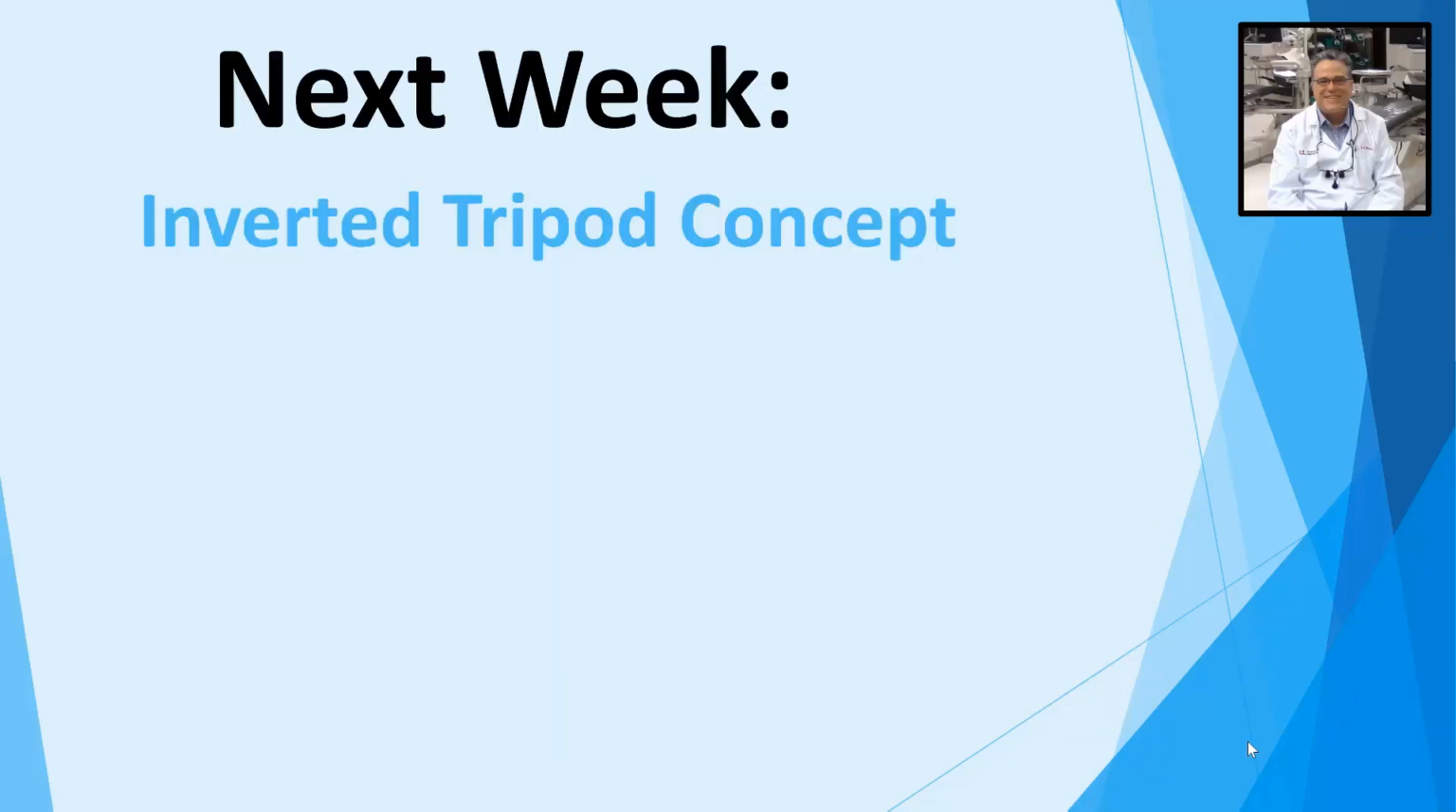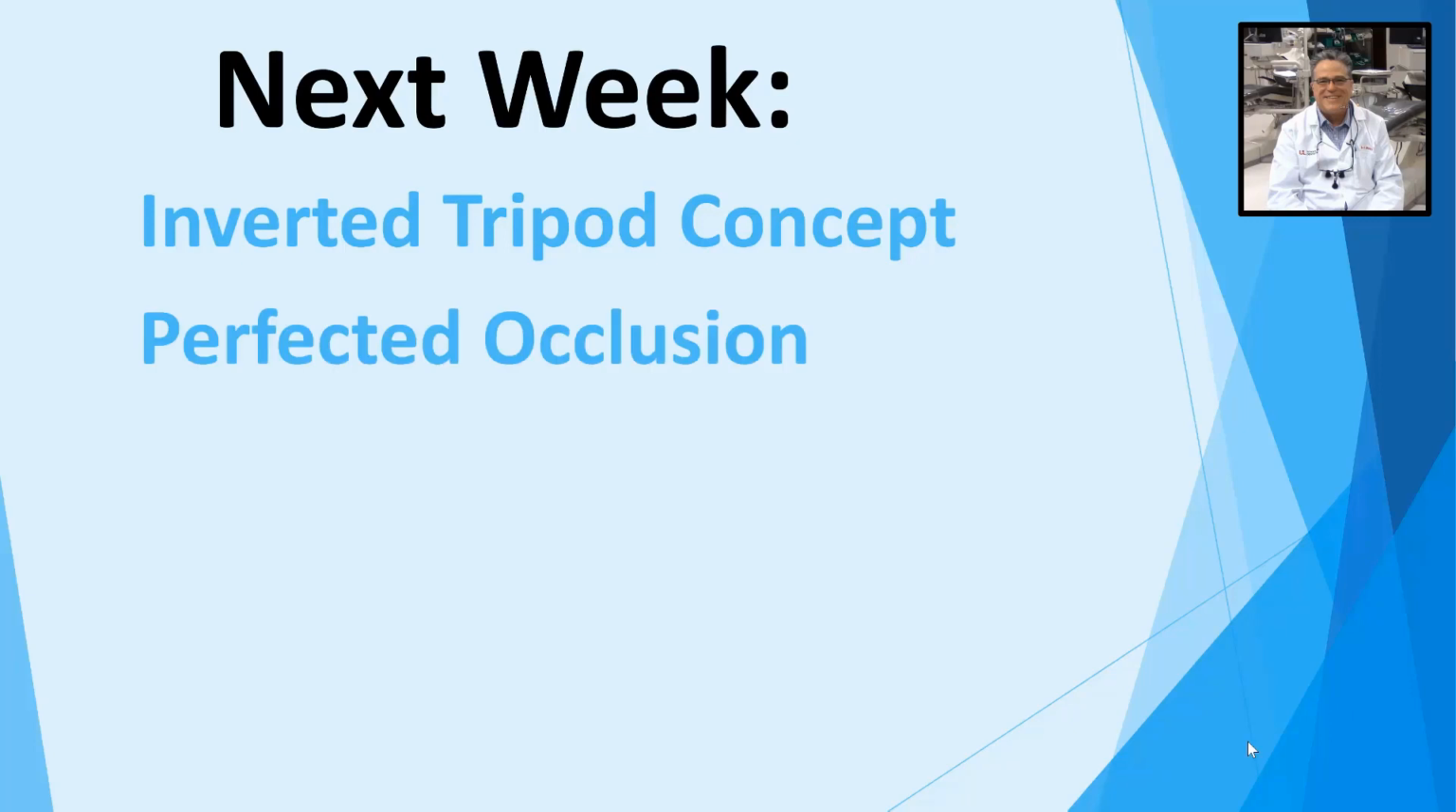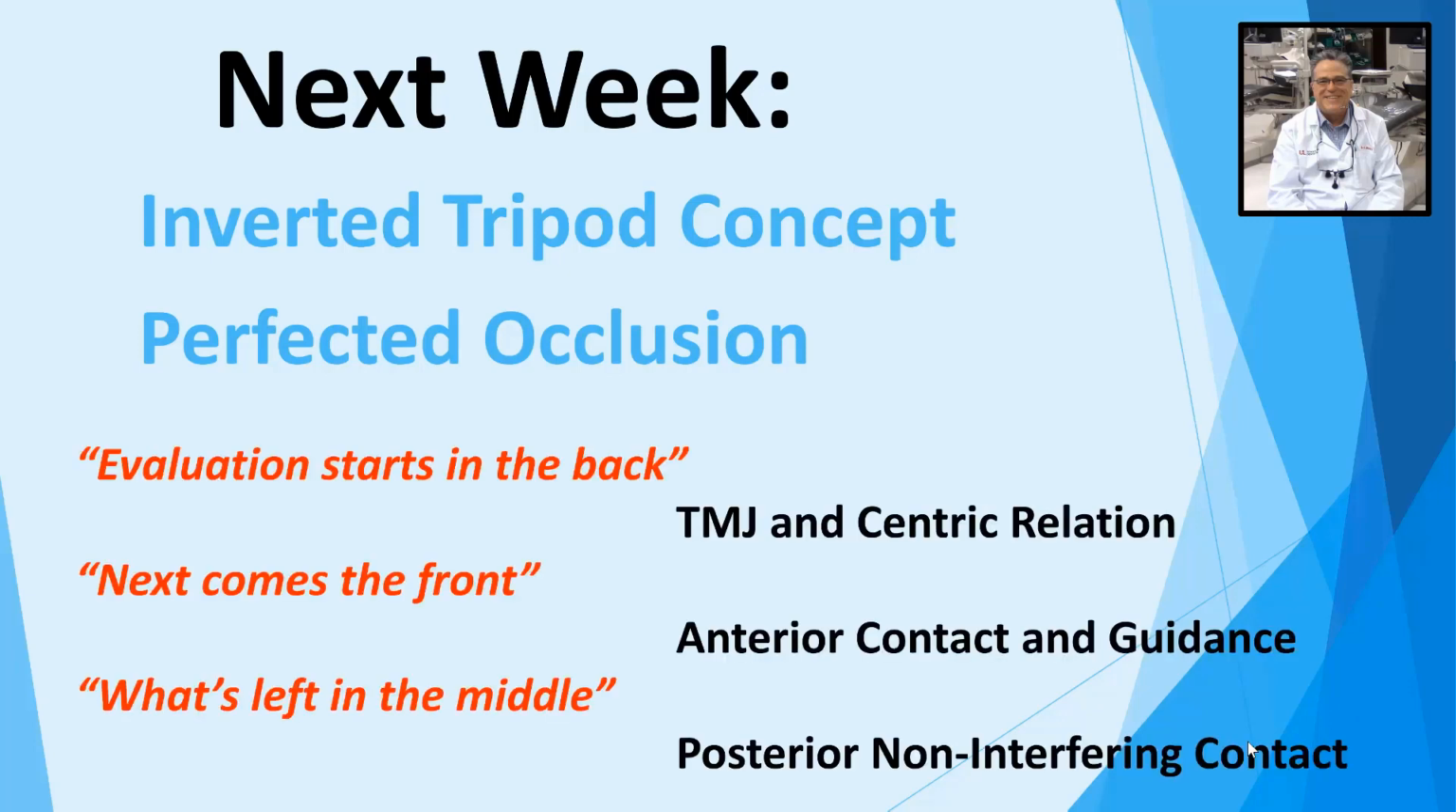Next week, we'll be going into more detail of this inverted tripod concept, and we're going to define a perfected occlusion, and we're going to use that as a basis for understanding the potential treatment goal we could develop in the future. And we're going to break it down into 3 lectures. We're going to talk about the back, which is the TMJ in centric relation, and then we will come to the front for the anterior contact and guidance, and then we'll talk about what's left in the middle, creating posterior non-interfering contact.